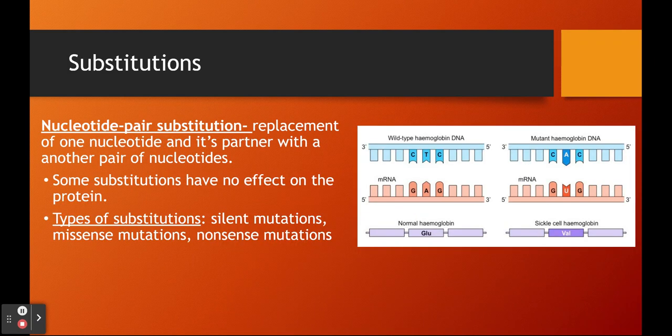All right, so let's talk about substitutions. What do you think is going to happen in a substitution? It's going to substitute a different nucleotide. We call this nucleotide pair substitution. You're going to replace one of the nucleotides and its corresponding complementary partner with another pair of nucleotides, not the original nucleotides. Some substitutions have no effect on the protein. They're called silent, and we're going to talk about those in a second. There are also missense mutations where we change amino acids, or nonsense mutations where we make a stop codon prematurely. So we're going to talk about these.